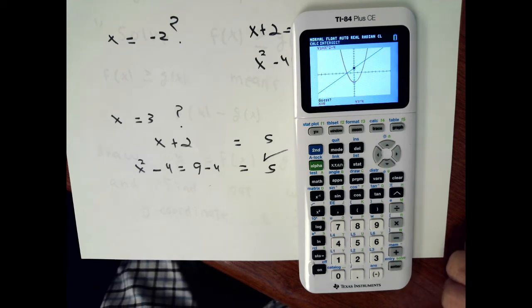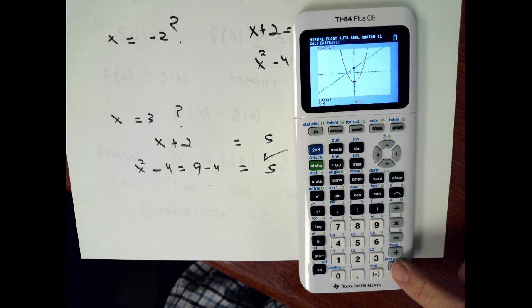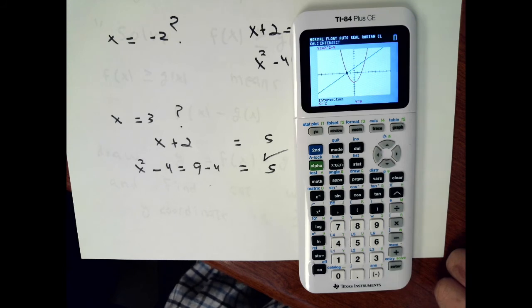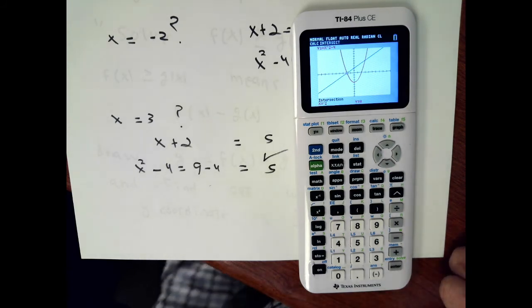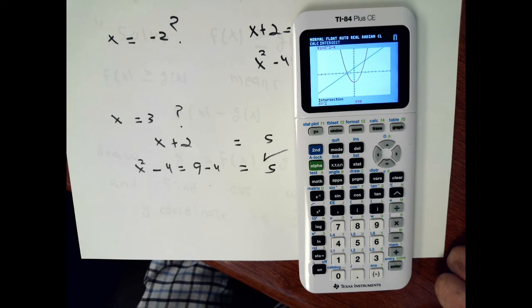It needs a guess for the intersection point. Where I'm sitting at is a pretty good distance away from the intersection point, so this may or may not work out the way I think it's going to. It gave me the left one. It says that x is negative 2. Allegedly, that's one of the two solutions of my equation.